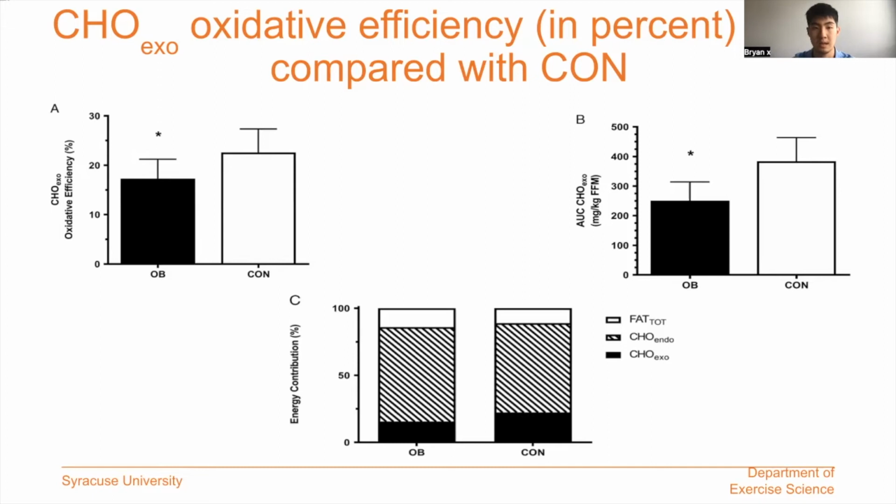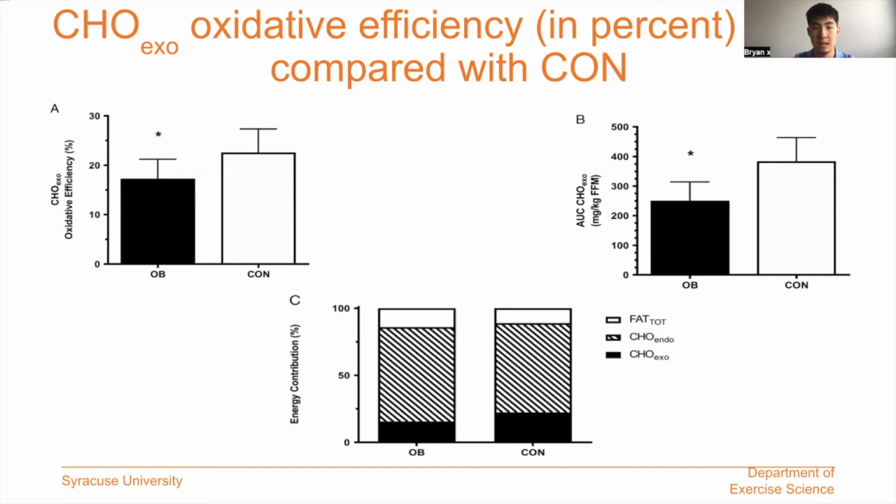In graph B, the area under the curve, or AUC, was measured, and exogenous carbohydrate oxidation calculated relative to fat-free mass showed lower exogenous carbohydrate oxidation during exercise in the obese group compared with the control group by 133.5 milligrams per kilogram of fat-free mass.